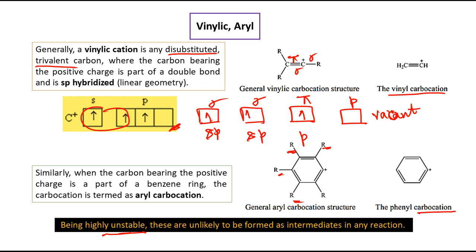But remember, these are unlikely to be formed as intermediates in any reaction. Compared to this, the previous one, that is allylic, where resonance is possible, that we have seen. Now this is really stable, and that is because of this resonance.